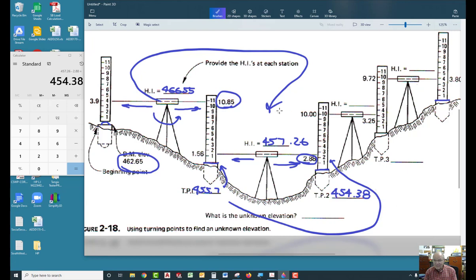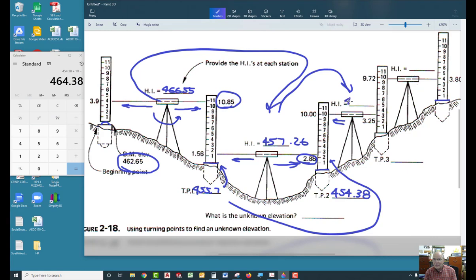Now, once again, somebody has to go over and move the instrument, so it's over here between the turning point and the next turning point. We know the elevation right here is 454.38. We set up our instrument, we level it up, we do another back sight. That lines right up with the 10. That means we know that this instrument is 10 feet above that point. That point's 454.38, so we simply add 10 to that point and get 464.38. That becomes our new height of instruments.